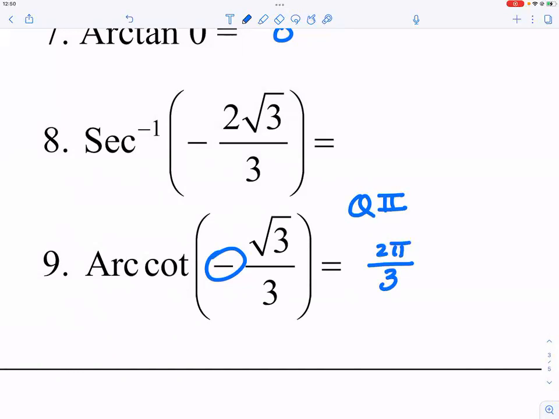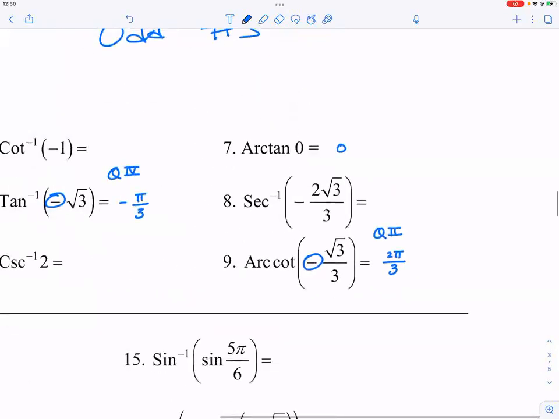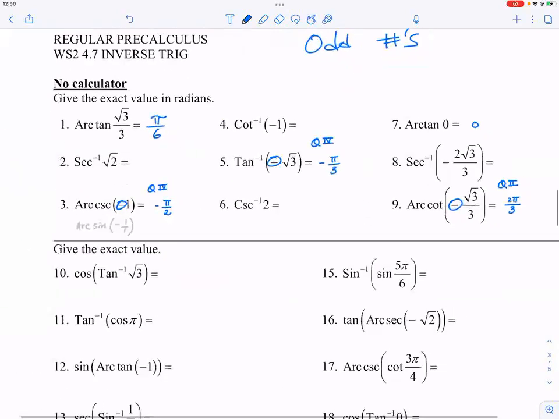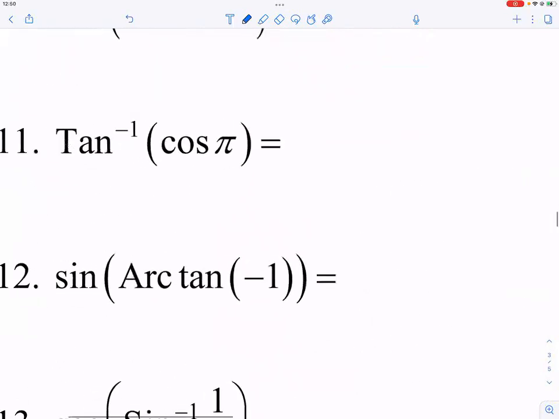Okay. I would say this one is a bit challenging, because you cannot think about tangent in this case, since the restrictions are different. For secant and cosecant, you're more than welcome to flip back to sine and cosine. But tangent and cotangent don't really communicate well with each other.